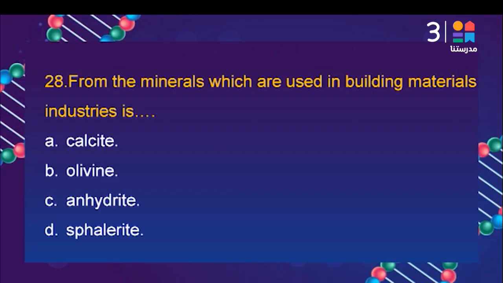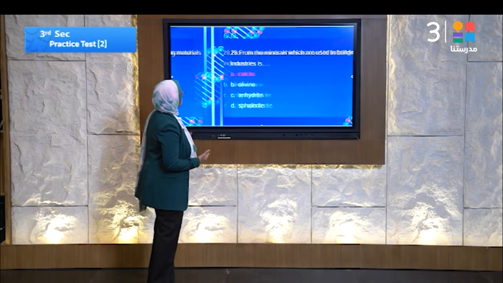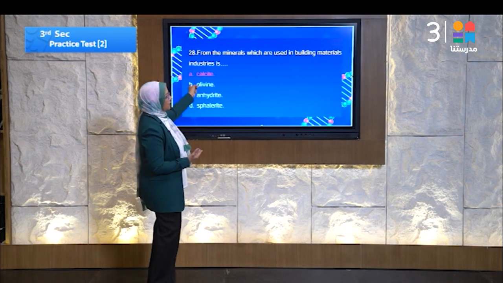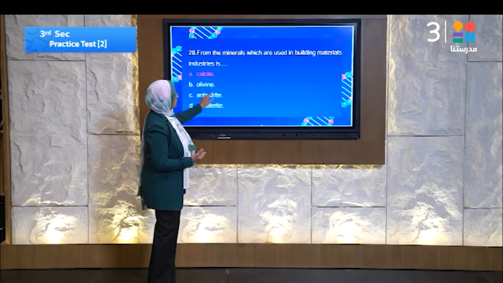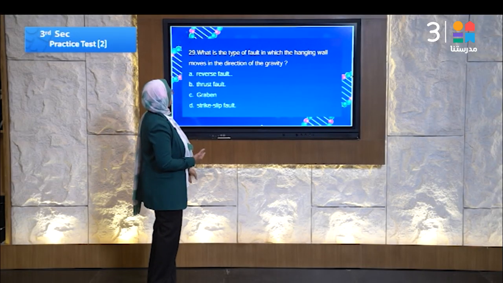Let's go to 28. 28 speaks about the minerals again. From the minerals which are used in building material industries, we have 4 choices: calcite, olivine, anhydrite, sphalerite. We use calcite. Calcite goes to industries. We use it in many industries.